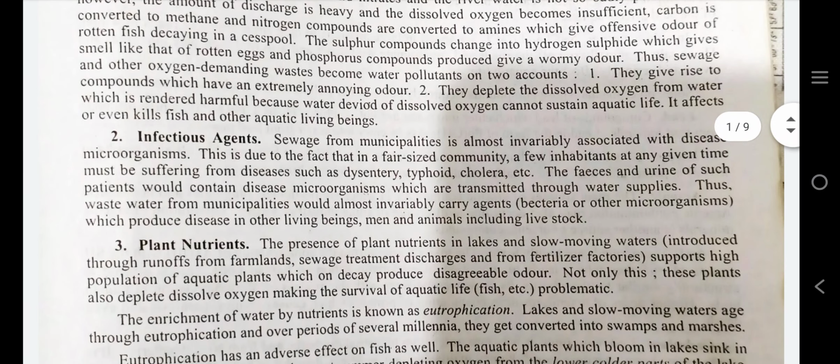Second is infectious agents. Sewage from municipalities is almost invariably associated with disease microorganisms. This is due to the fact that in a fair-sized community, a few inhabitants at any given time must be suffering from diseases such as dysentery, typhoid, cholera, etc. The feces and urine of such patients would contain disease microorganisms which are transmitted through water supplies. Thus, wastewater from municipalities would almost invariably carry agents, bacteria, or other microorganisms which produce disease in other living beings, men and animals, including livestock.